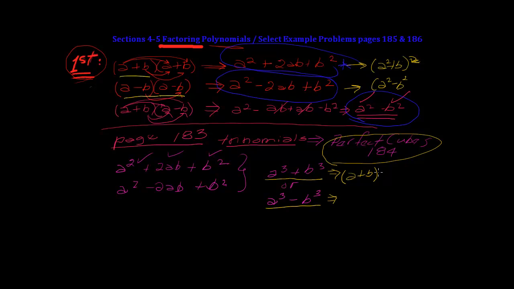Times, now we have to multiply something here that equals a to the third plus b to the third. That is a squared minus ab plus b squared. The difference of perfect cubes factors to a minus b times a squared plus ab plus b squared. Excuse me, b squared there.